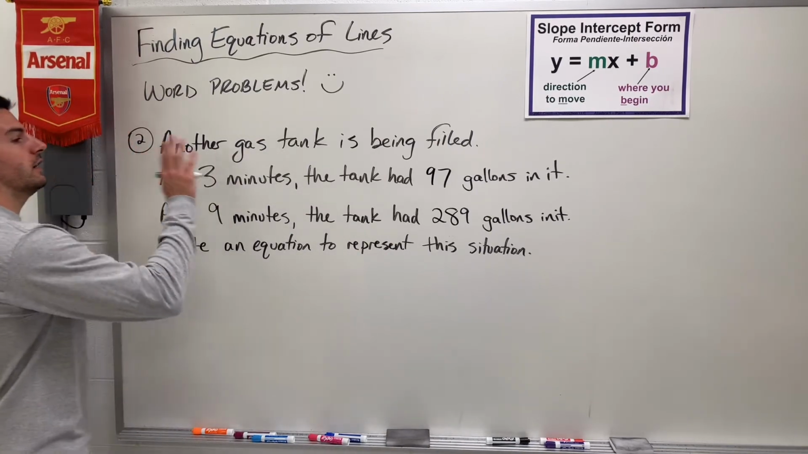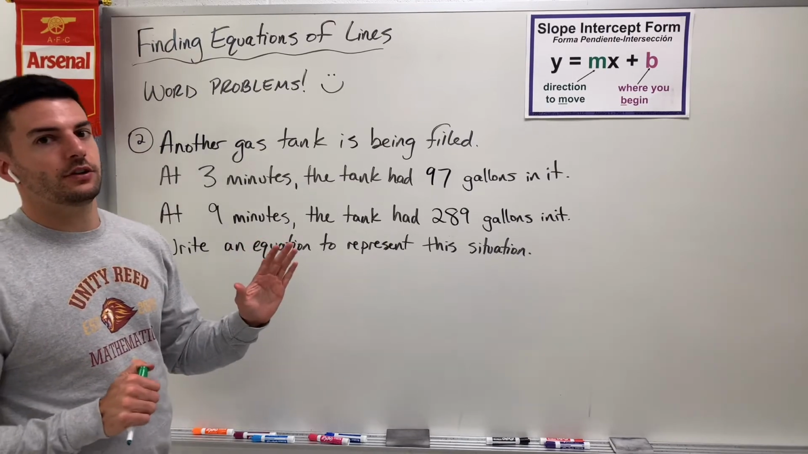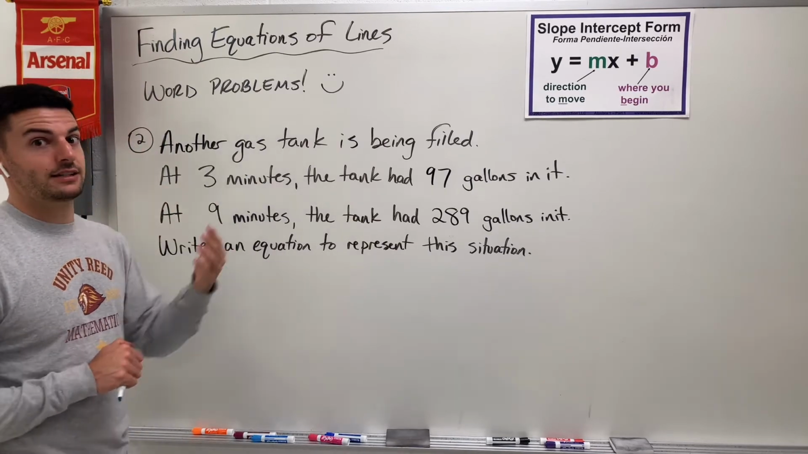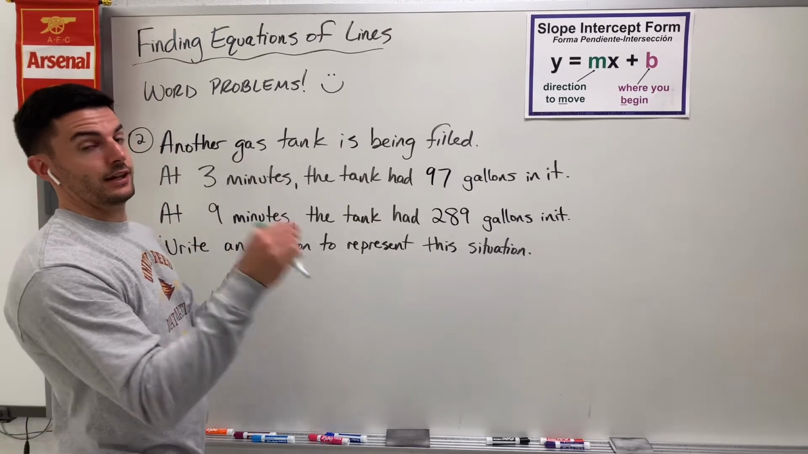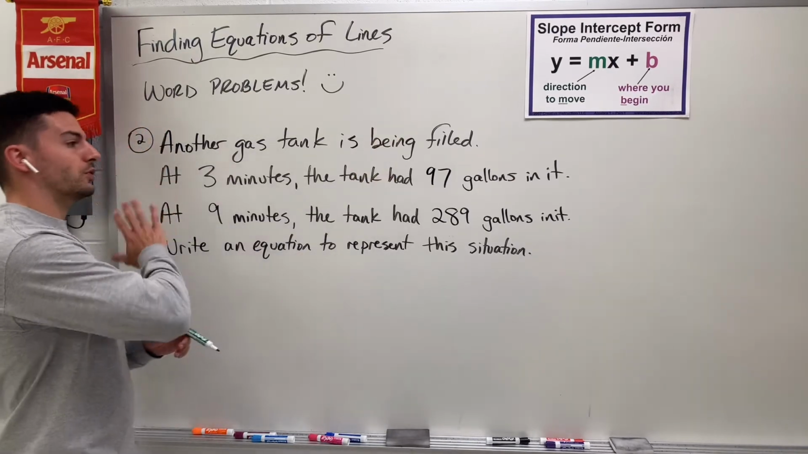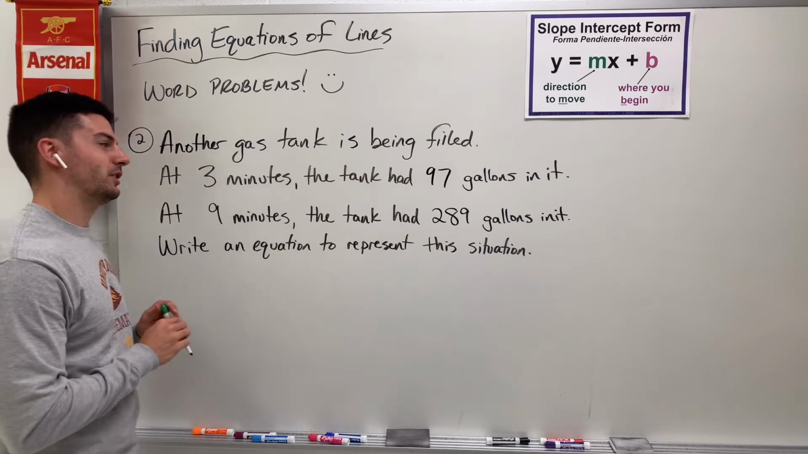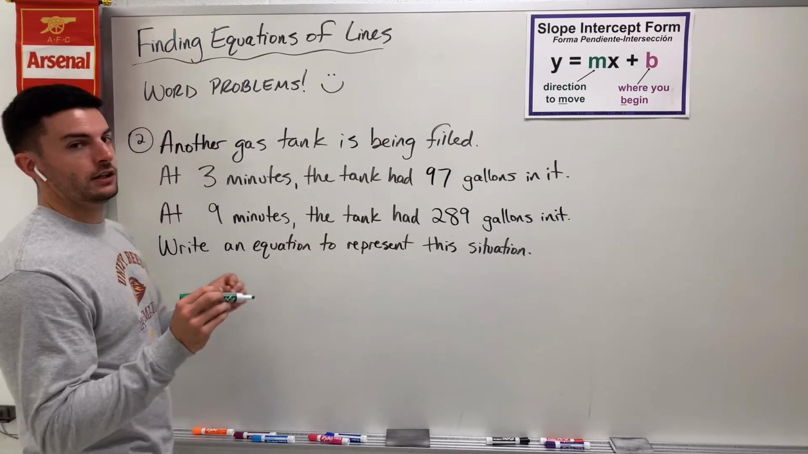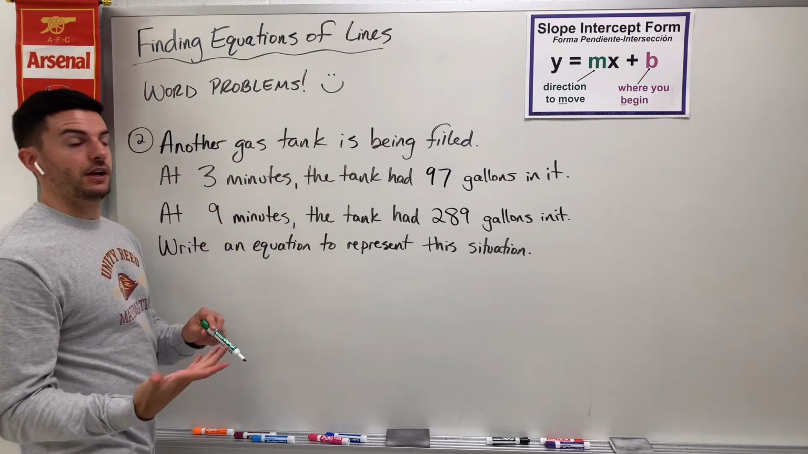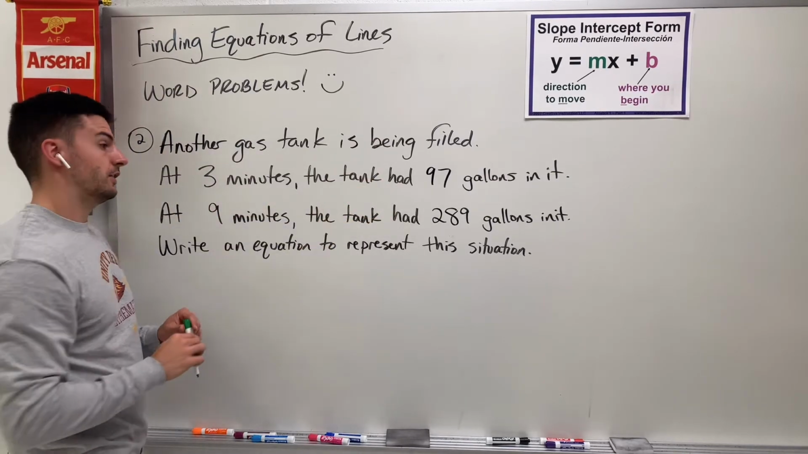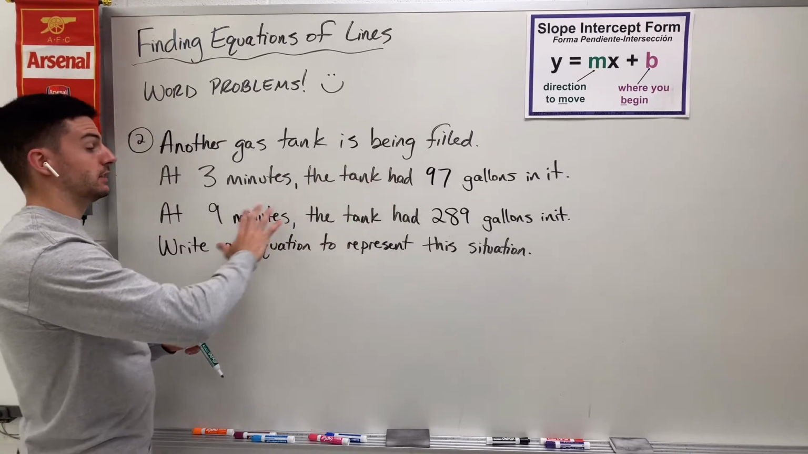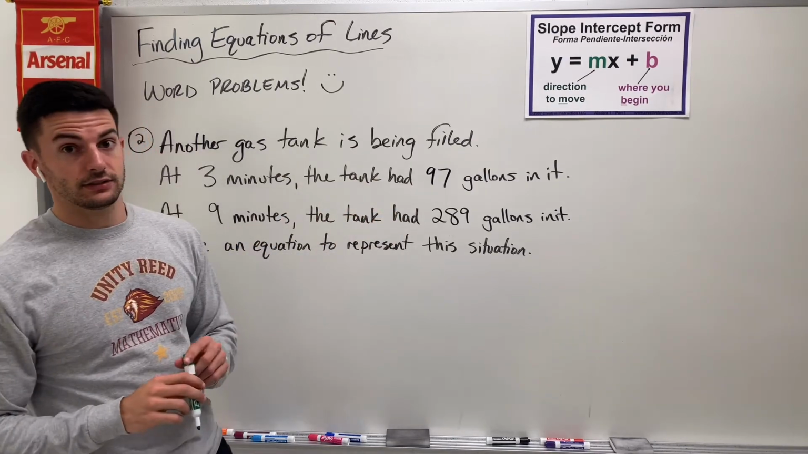Okay, so in this scenario, again, another tank is being filled. What we're not told, and that was helpful from last time, is the rate. Last time we were told the rate that this tank is being filled up, and that gave me my M value, my slope. We're not told that here. It's a bummer because that would be really helpful. All we're told here is these 2 instances where they measured, after how many minutes of filling up the tank, how many gallons the tank had in it. So at 3 minutes, the tank had 97 gallons. At 9 minutes, the tank had 289 gallons.